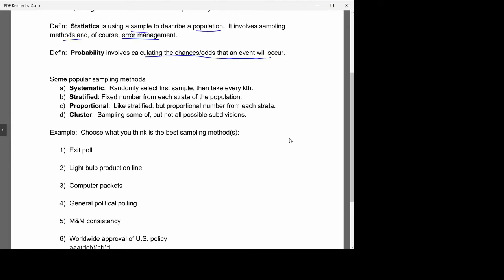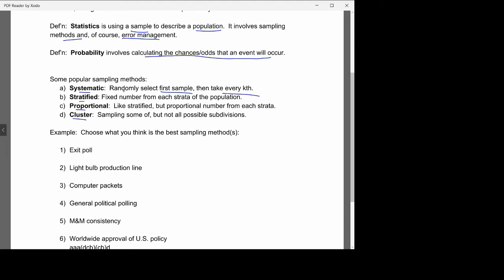Some popular sampling methods, and these are just a few, and there are all kinds of intermediate ones, are systematic, stratified, proportional, and cluster. These are the classics. So systematic is where you randomly select a first sample, and then you take every, like with light bulbs, you randomly select one of the first 3, and then every third one. And that's very useful in production lines, because you know that fixed K is the most errors you'd have before you checked and could fix a problem.